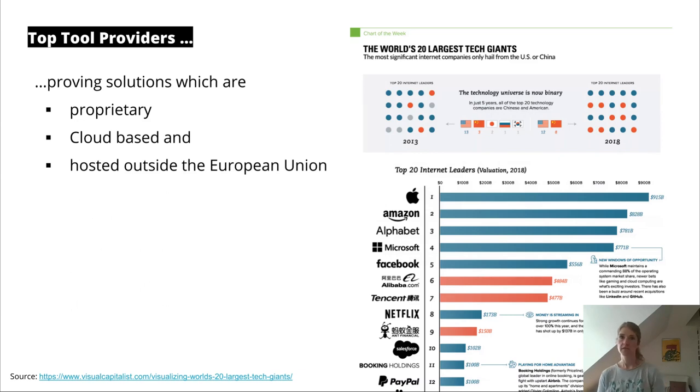Here you can also see a graph of the biggest tech giants, and as you can see, they are mostly American ones, or like Alibaba, Asian. But they are, of course, not European companies. They are almost all cloud providers, as I already said, and the graph just proves that. And they are all proprietary. So that is exactly the issue.